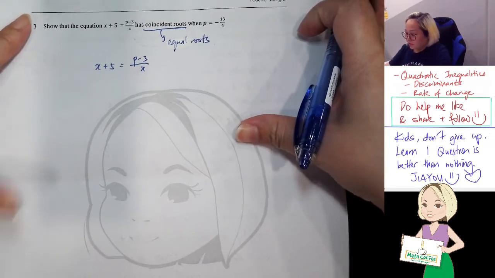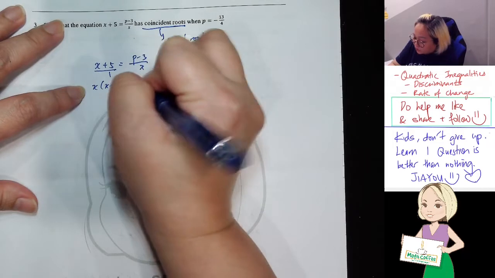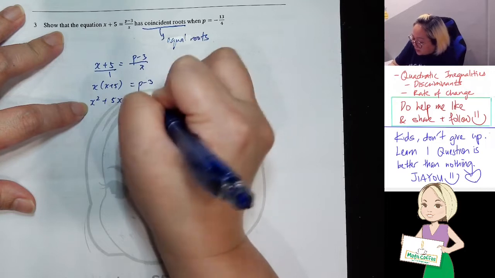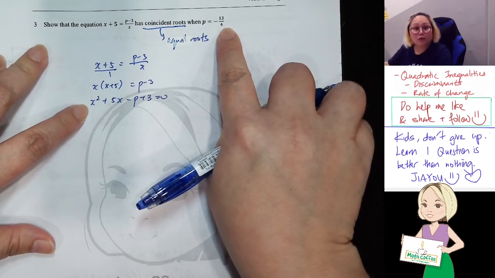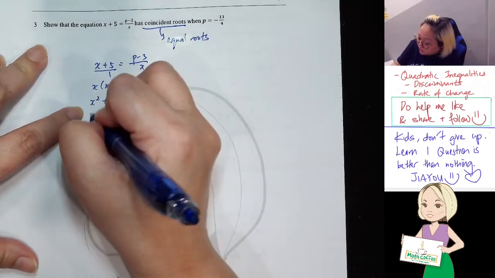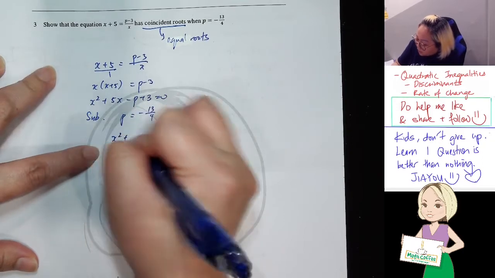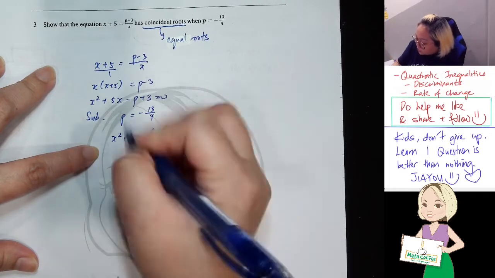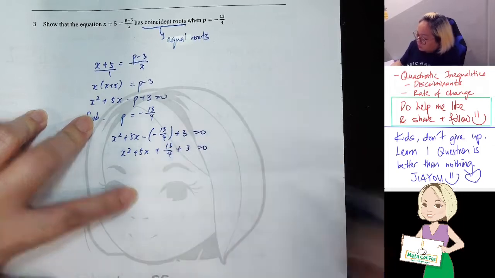Okay, so now let's do our cross multiply. So x times x plus 5 equals to p minus 3. So I have x squared plus 5x minus p plus 3 equals to 0. Now I can start with p equals to minus 13 over 4. I want to prove whether it has a coincident root, so I'm going to sub in p equals to negative 13 over 4. x squared plus 5x minus negative 13 over 4 plus 3 equals to 0. So x squared plus 5x plus 13 over 4 plus 3 equals to 0.